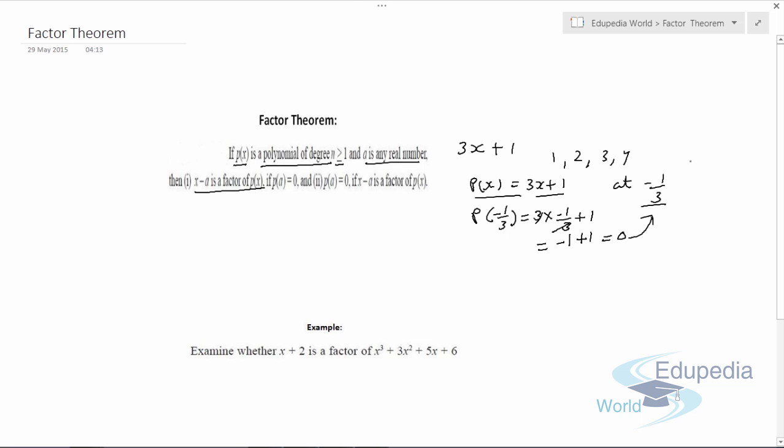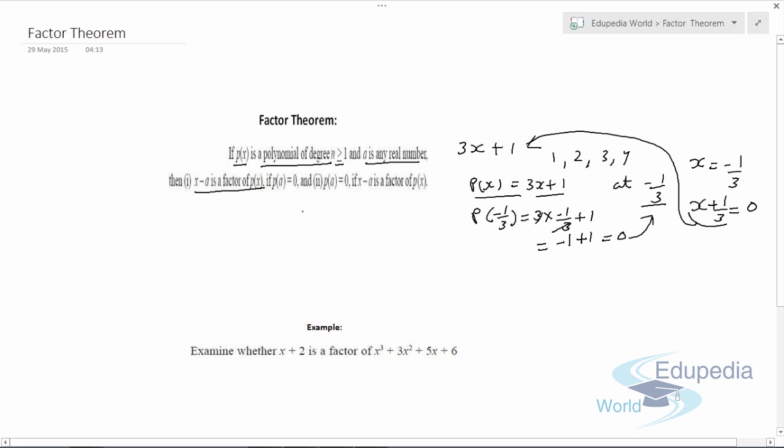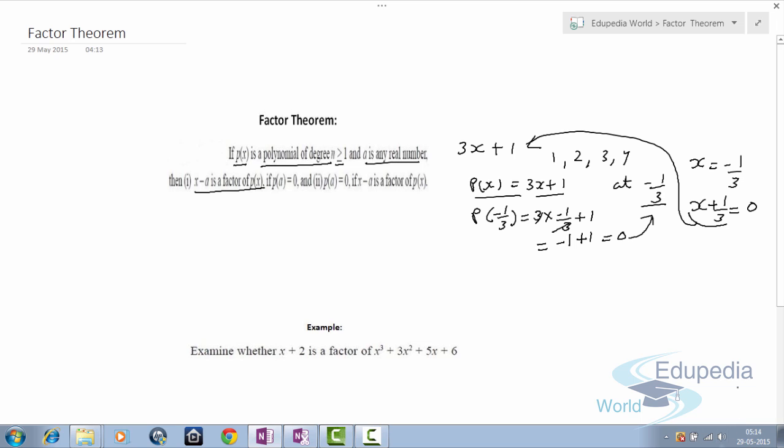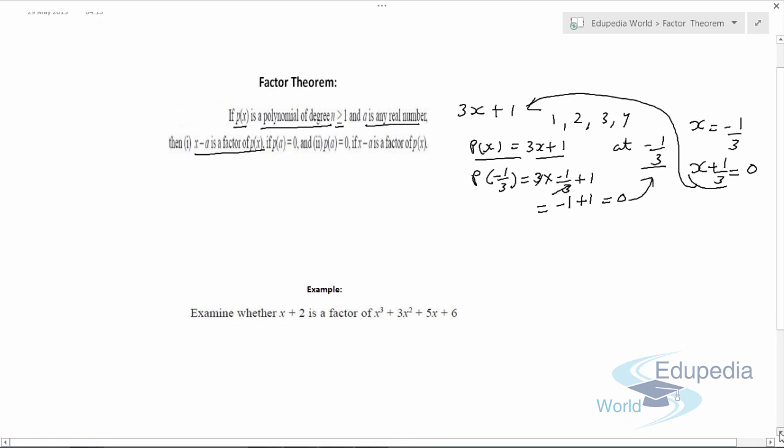So this can be written as x equals minus 1 by 3. We have proved that minus 1 by 3 is a 0 of the polynomial. So this can be written as x plus 1 by 3 equals 0. This means x plus 1 by 3 is a factor of this polynomial. So this is the factor theorem. We use zeros of a polynomial to find the factors of any polynomial. We'll discuss this concept more using an example.